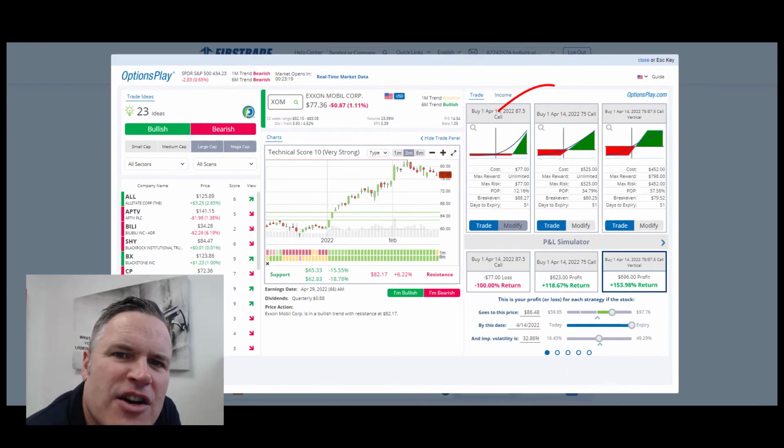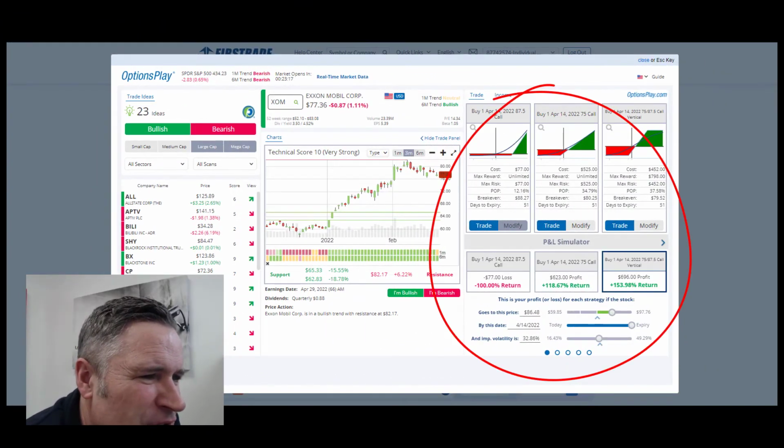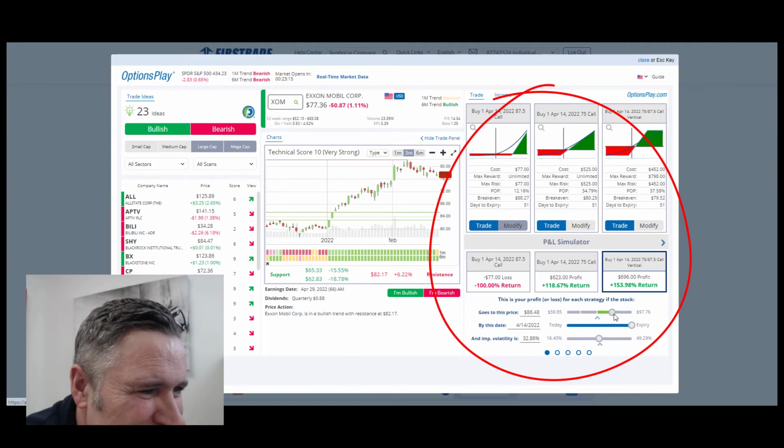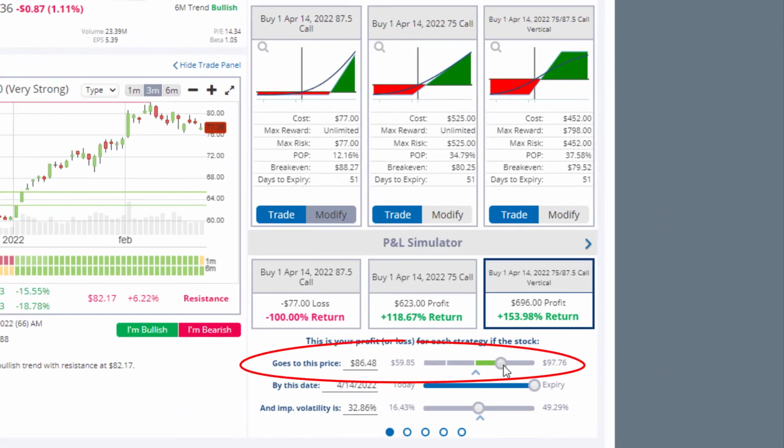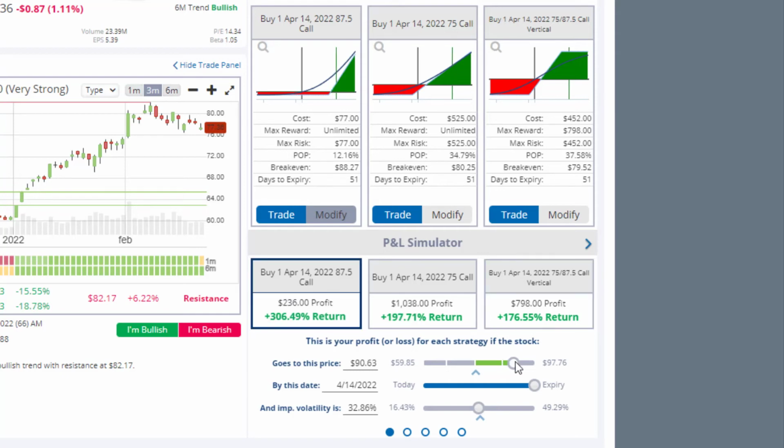We can also run the scenario calculator here for our trade. So if we go down to adjusting the price, currently saying if the price went to 86.48, this would be our return on the call. Okay, so we move that up, and there we go. We've actually got two calls in play here.